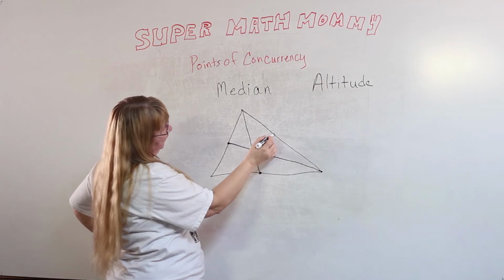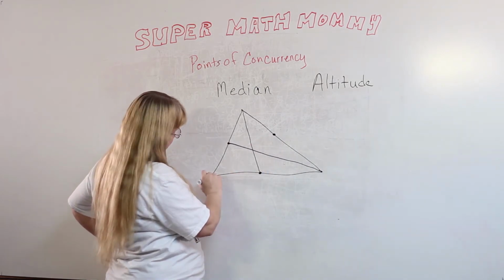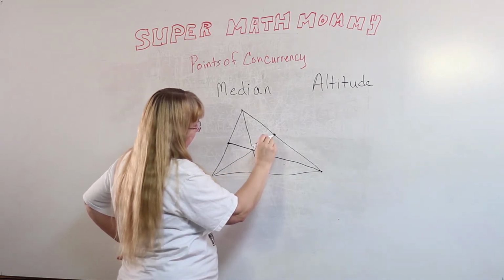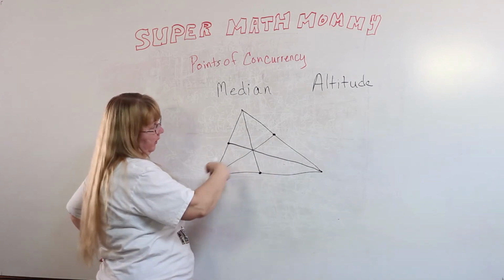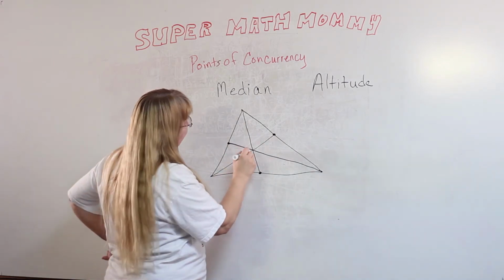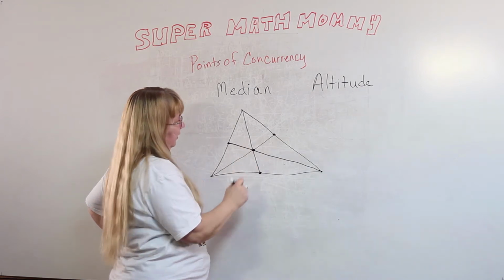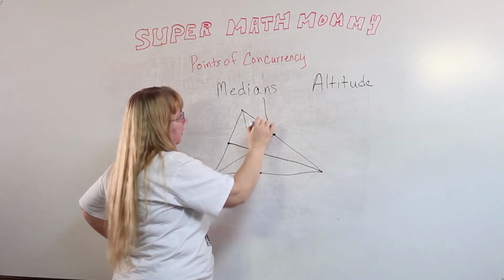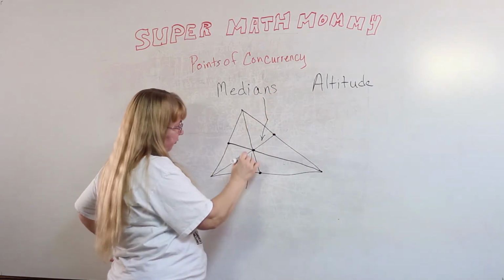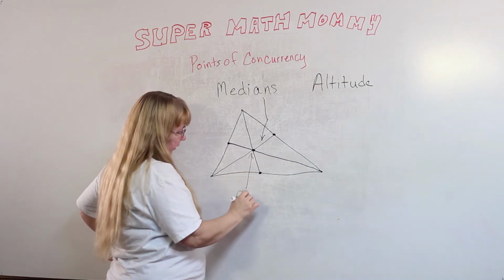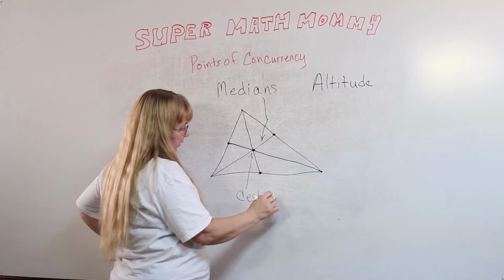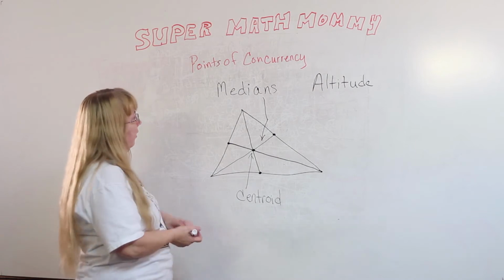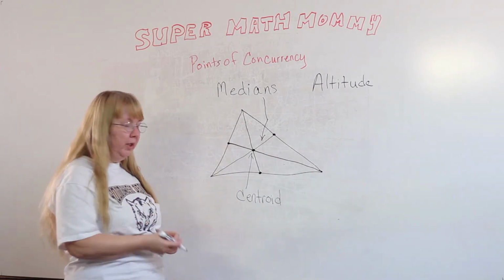And again, middle of the line to the opposite vertex. There, I missed it when I went that way, but when I go this way it works better. So this point of concurrency, these lines are called the medians. The point of concurrency is called the centroid. And again, what does centroid sound like? It sounds like the center. So middle and center go together.